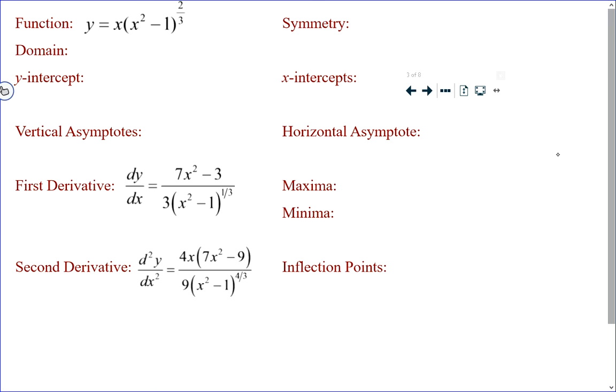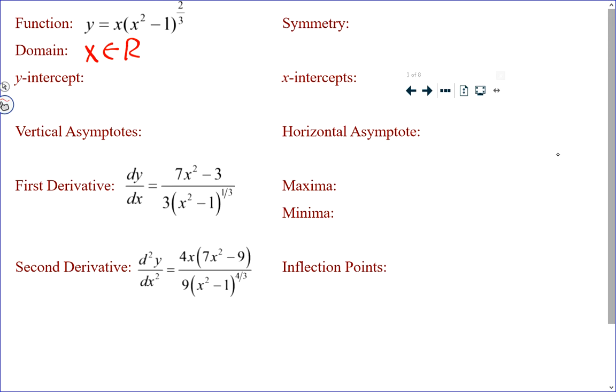The domain is any real number. The reason why the domain is x is any real number is there are no restrictions in the function. There's no denominators that would cause non-permissible values. There are no radicals that would cause non-permissible values. So we don't have to worry about any special domain.